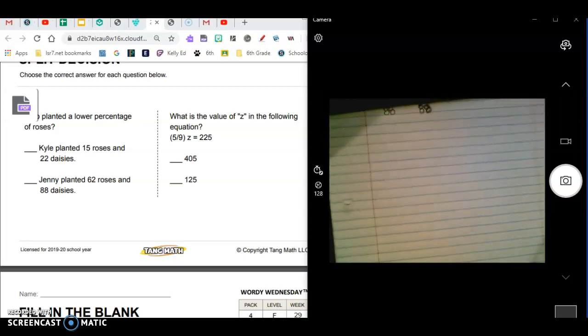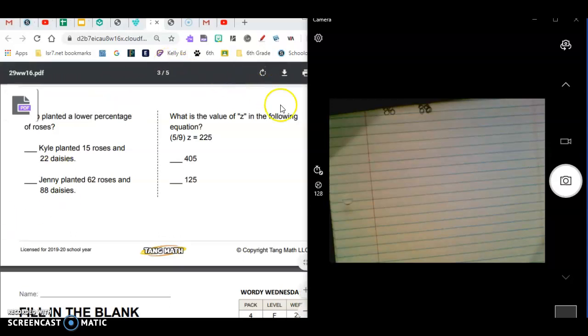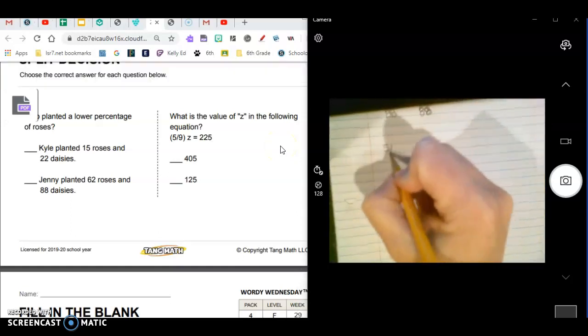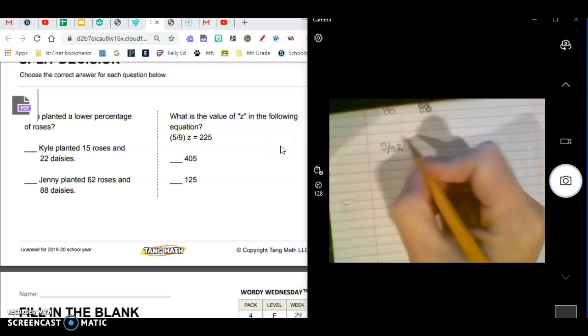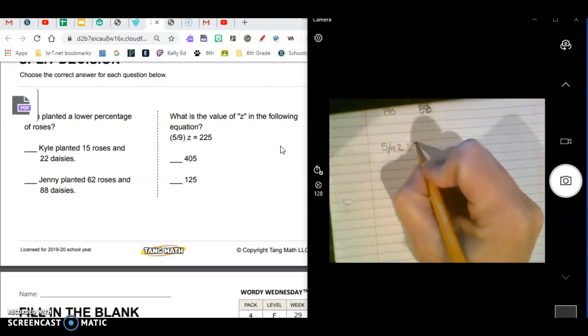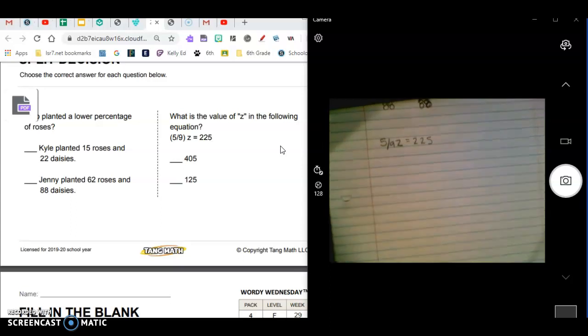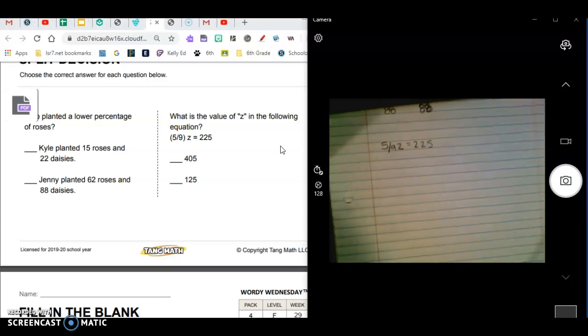We are on the split decision, and we were working on what is the value of z in this following equation. So this is just like juxtaposition. 5/9 of z is the same as 225. So I can really do this without any work, which is really the point of these puzzles, is to really use strategies over computation. It's really to kind of logic your way through these things.